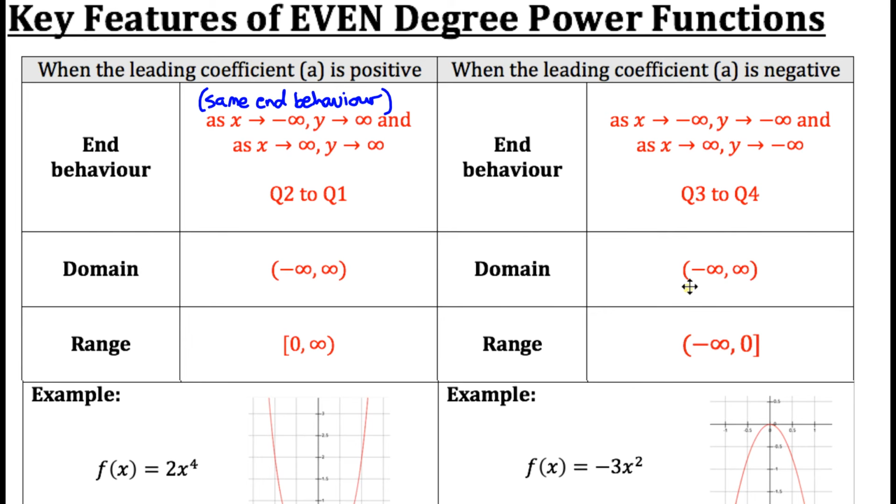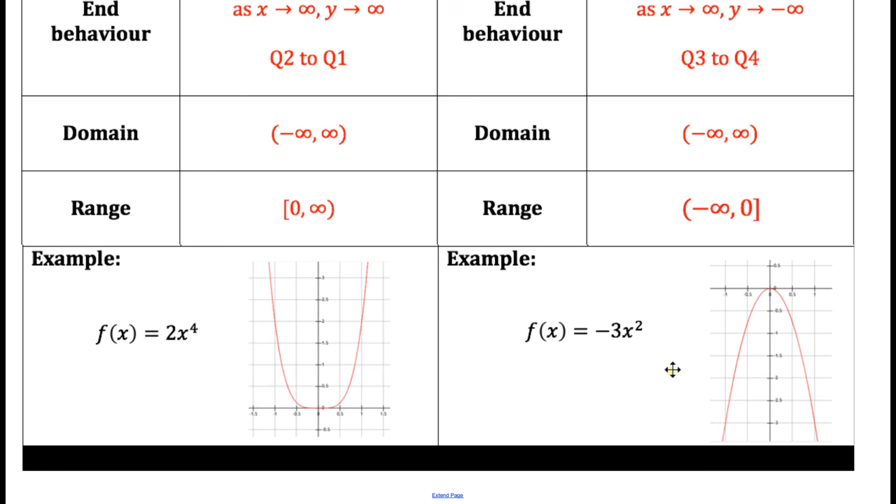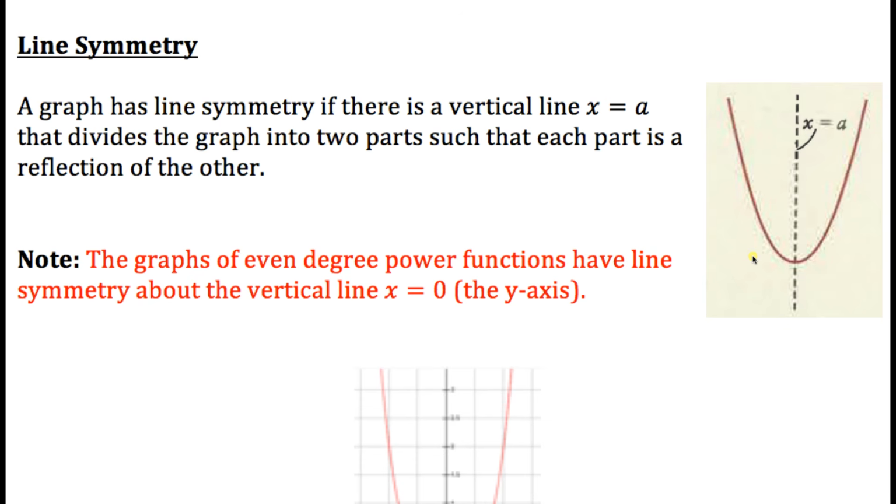Domain is always negative infinity to infinity. The range, however, this time, the biggest y value we could get is 0, and we can get anything less than that. So we'd say from negative infinity to 0. Remember, always smaller number on the left, bigger number on the right, and we want to include 0, that's why square bracket. Each of these even degree power functions, they all have line symmetry.